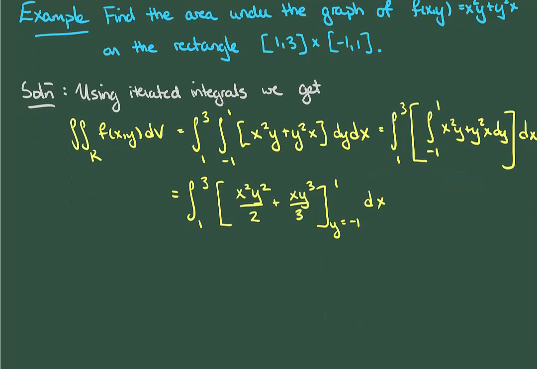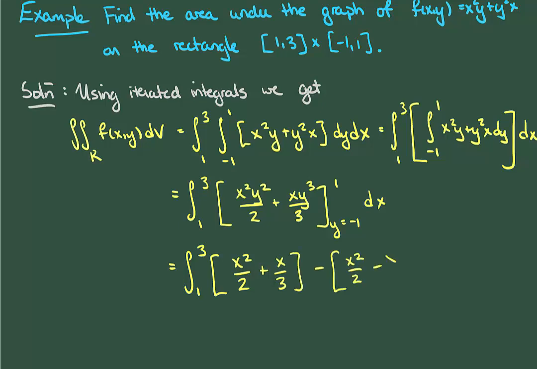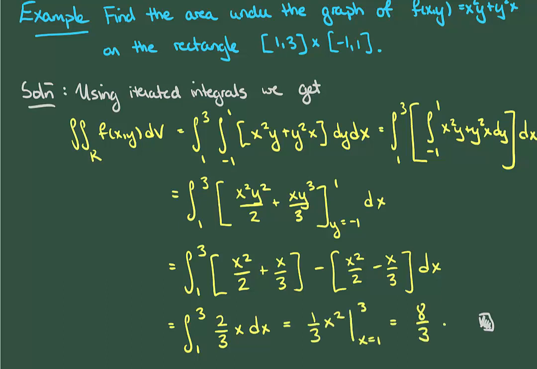So we'll plug in -1 and 1, for which there's a lot of cancellation and simplification we can do, resulting in 2/3 x. So we finish up our last integral, getting an answer of 8/3.